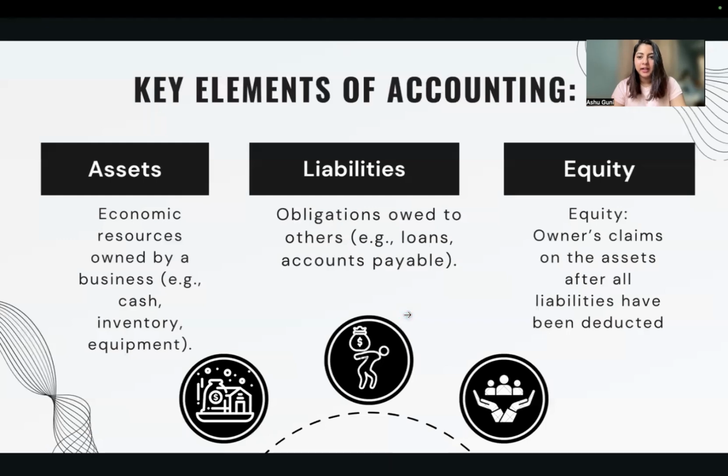The key elements of accounting. We must not forget these three key elements of accounting because we will take them throughout our discussion in the income statement, balance sheet, trial balance, everywhere. So we have assets, liabilities, and equity. Assets are the economic resources which are owned by the business, for example, cash, inventory, equipment. Similarly, liabilities include loans and accounts payable, which are the obligations owed to others. And equity is the owner's claim on the assets after all the liabilities have been deducted. So these are the three major elements of accounting.